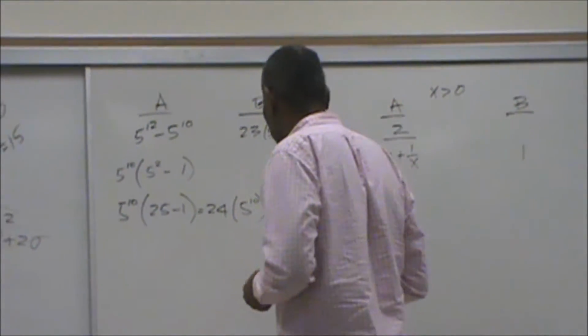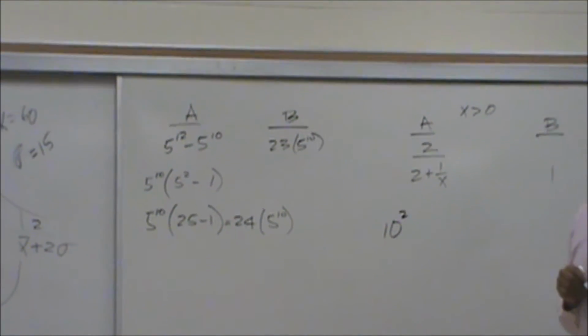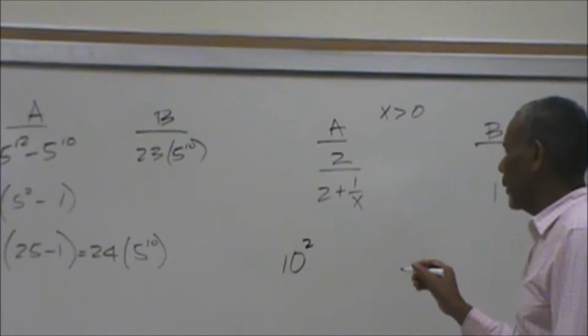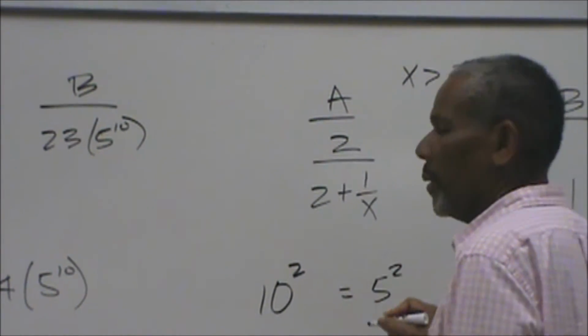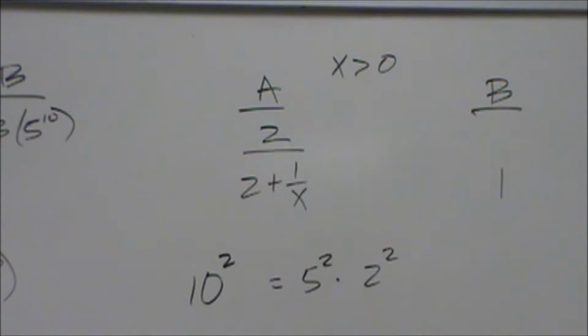If you have 10 squared, you can break this up into two parts. You can say this is equal to 5 squared times 2 squared. You can do that. But with 5 to the 12th minus 5 to the 10th, you can't say that's equal to 5 to the second, or 12 minus 10. No, you can't do that.